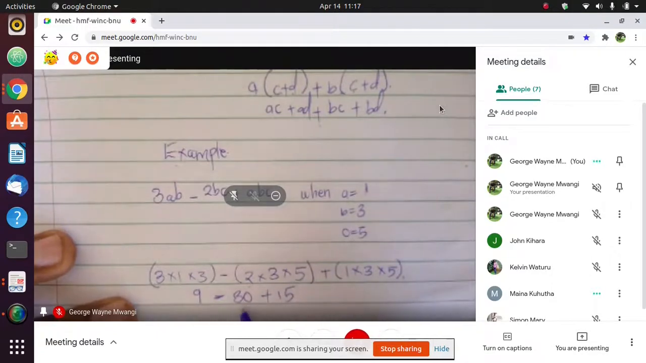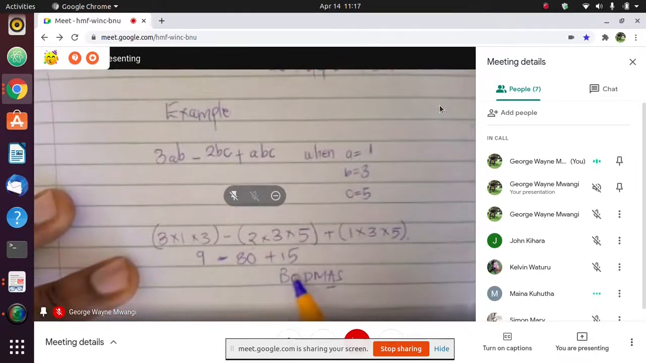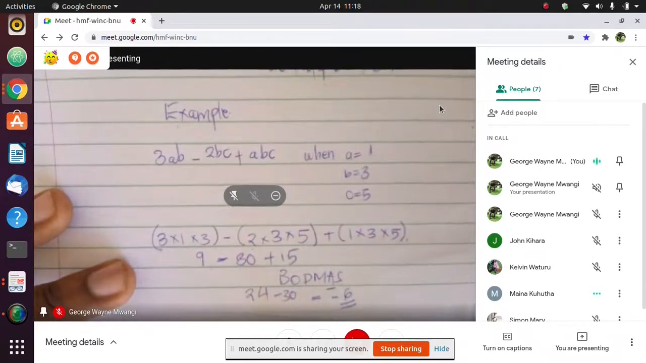So 9 minus 30 plus 15, BODMAS. Addition will come before subtraction. So 9 plus 15 will be 24, minus 30. And our answer will be negative 6. Sawa.